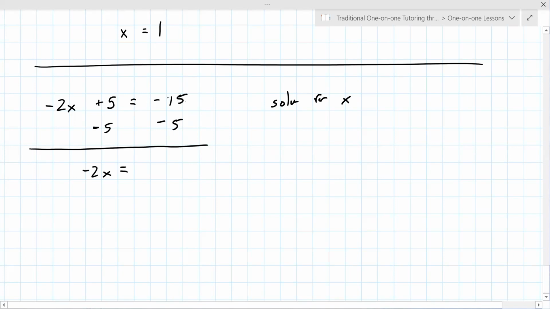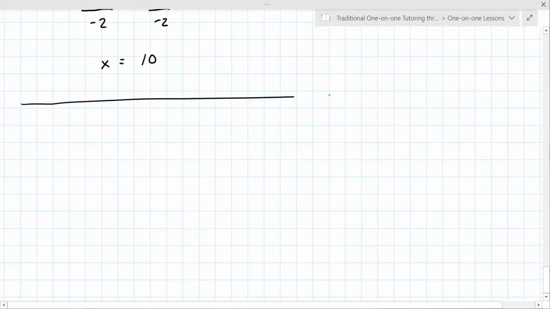Now this one, be careful here. Negative 15 minus 5. What does that become? Negative 10. That would be true if this was plus 5. It's like you owe someone $15 and then you still owe them more money, $5. Now you owe them 20. Okay. And then you divide both sides by -2. So x equals 10. Okay, good.